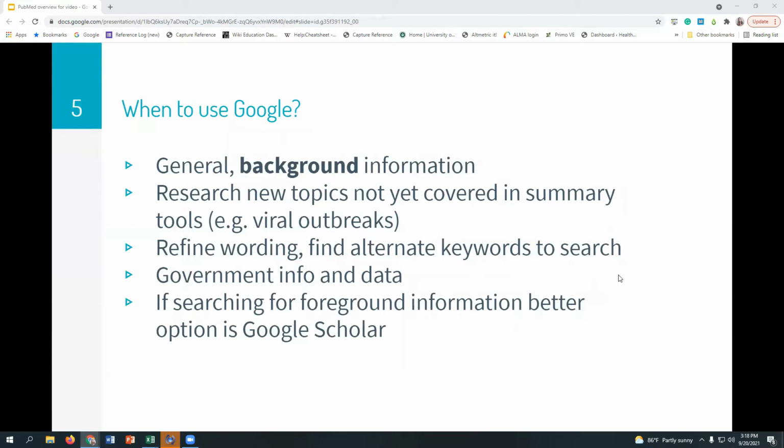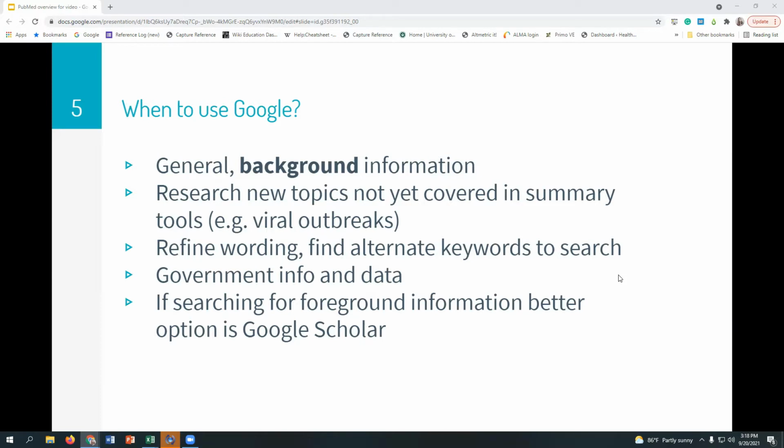We get this question a lot. When is it okay to use Google, or why can't I just use Google? And Google can be useful when you're looking for general or background information. In terms of medicine, it's especially useful for new topics that might not yet be covered in clinical summary tools like UpToDate. So an example being COVID. When COVID-19 first appeared, you would not have found much of anything at all in the academic literature.